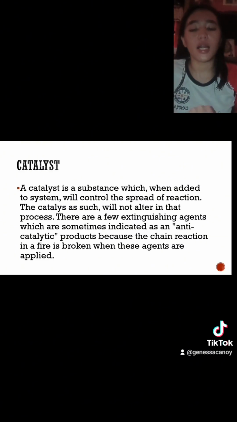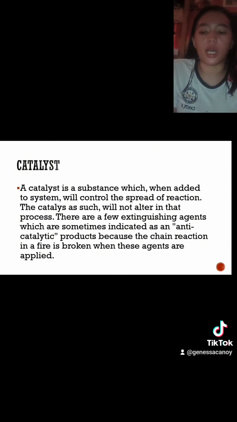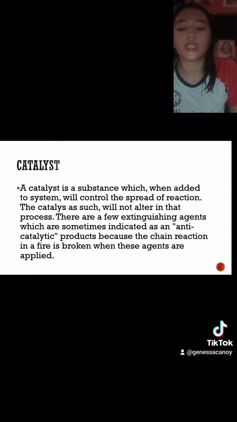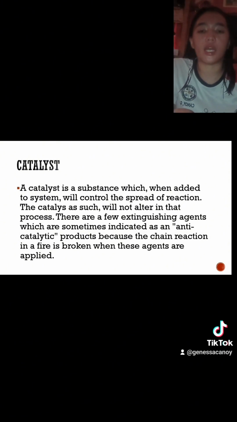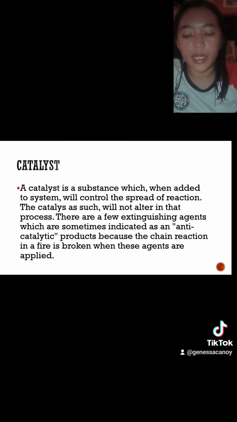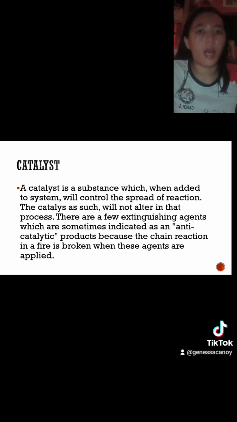Next, catalyst. A catalyst is a substance which, when added to our system, will control the speed of the reaction. The catalyst as such will not alter in the process. There are a few extinguishing agents which are sometimes indicated as anti-catalyst products because the chain reaction of a fire is broken when these agents are applied.